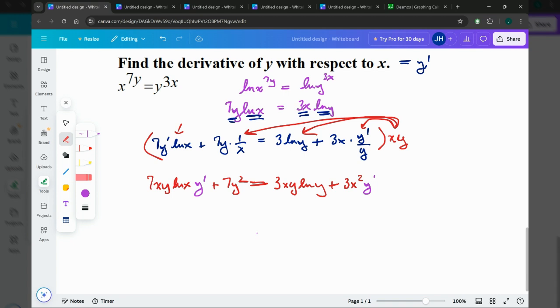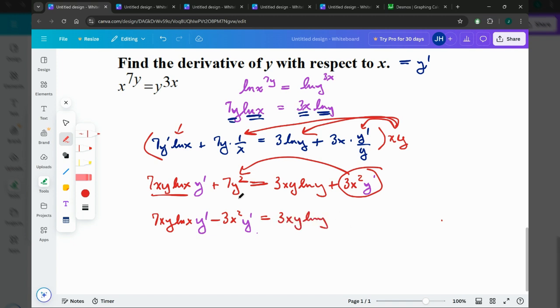Now, we've done implicit differentiation, obviously, in another lesson, in another video. So what am I going to do here to solve for y prime? Well, I've got to get the y prime terms on the same side. So I'm going to put this one over here, 7xy natural log of x times y prime. And this term, I'm going to move over here. I'm going to subtract that 3x squared y prime. On the other side, I've still got the 3xy natural log of y. But this 7y squared, I'm going to subtract to the other side.